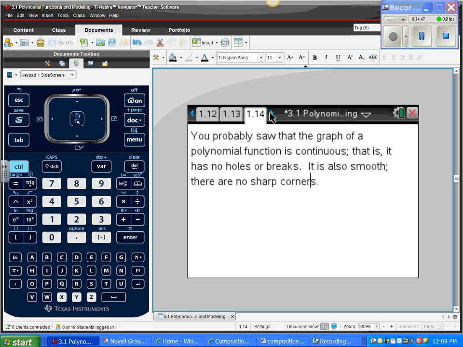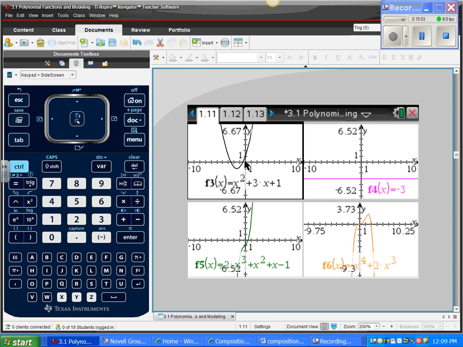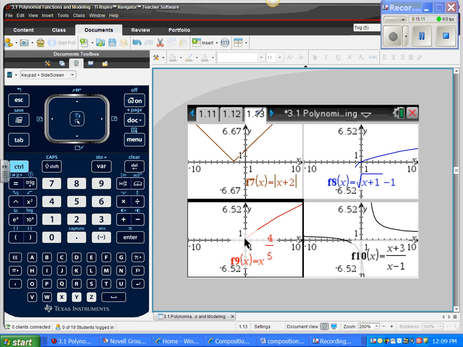Okay, so you probably saw that the graph of a polynomial function is continuous, meaning that if we were to graph it, we wouldn't have to pick up our pencil. There's no holes, there's no breaks, and it's also smooth and there's no sharp corners. That was these functions here. They were all continuous. I could very easily draw those in as a nice smooth curve. These ones, not so much. We've got missing pieces. We have to jump from one function to the other as we're graphing it. We've got sharp edges. So there is a difference visually between them.